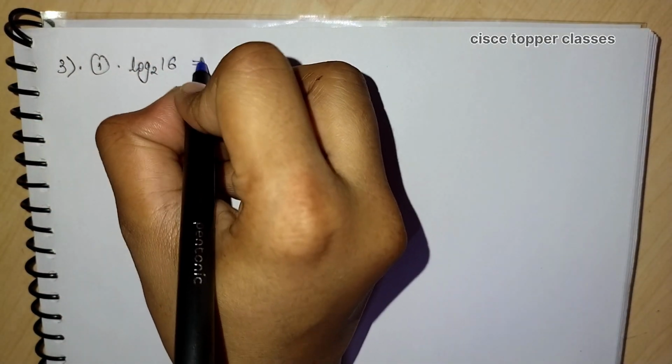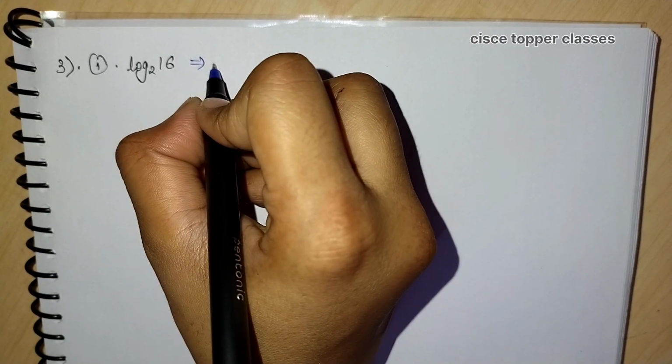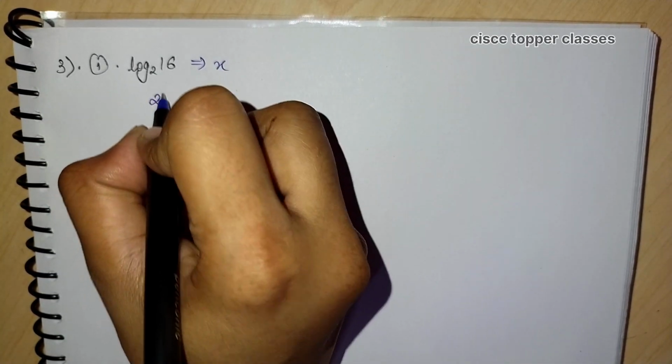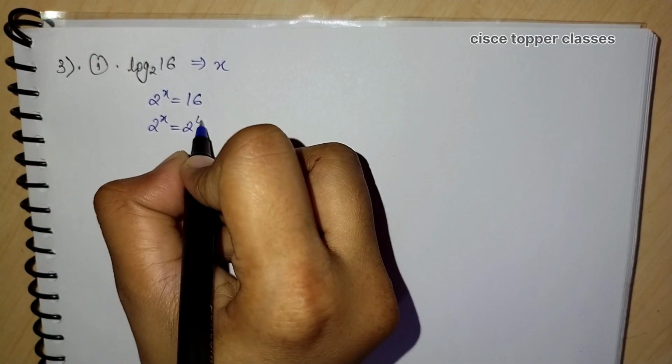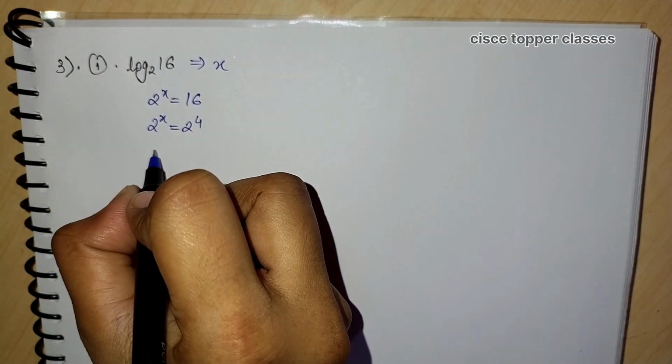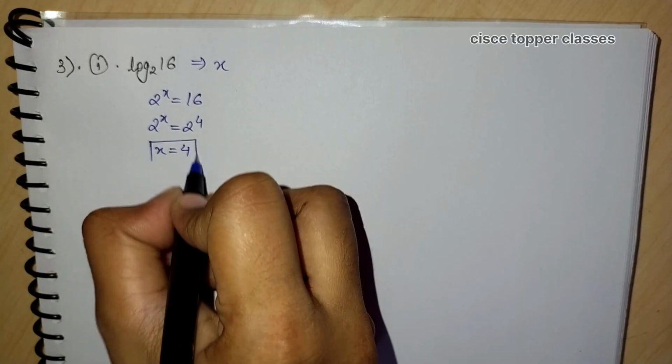We can write this part as equal to, let it be x firstly. So it will be 2 to the power x equal to 16. On writing it as 2 to the power 4, we will compare the exponent powers. So x will be 4 from here.